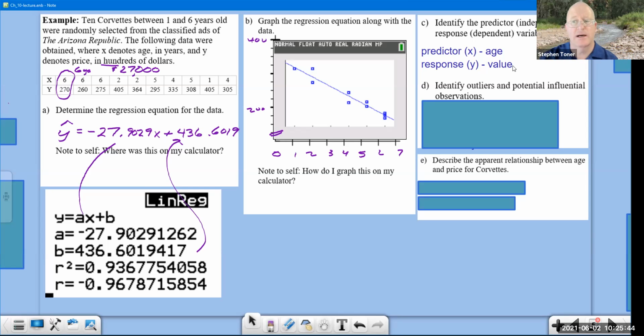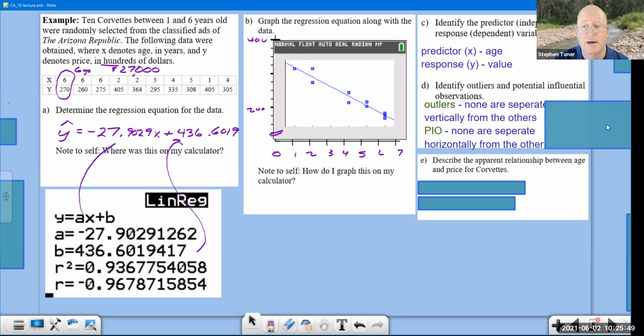As far as the outliers and potential influential observation points, I'm going to say none to both. Outliers would be a point up in the top right or down in the bottom left that's separated vertically from the other data values, and there just don't appear to be any on this problem. And potential influential observation points would be off to the far left or off to the far right, and there really aren't any that seem to be that far off. Yes, we have a gap in the middle, but there's 3 points over at the left. So I'm going to say no to those values also.